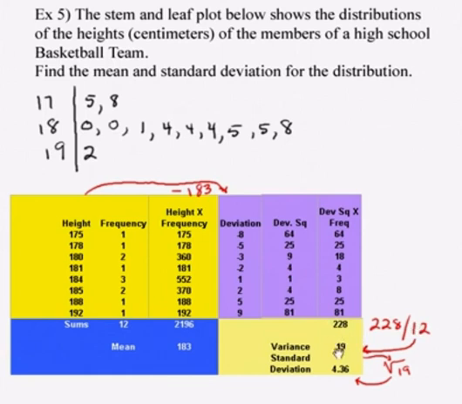Take the square root of that, and that gives us the standard deviation, 4.36. So what we were asked to find was the mean. It's 183. We weren't asked to find the variance, but we had to find it to get the standard deviation. Variance is 19. Standard deviation is the square root of that, 4.36. And that's our look at finding variances and standard deviations.